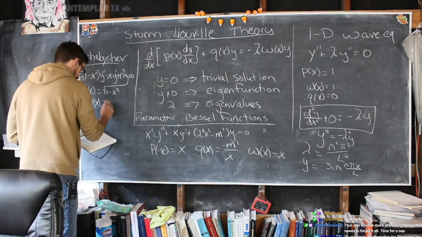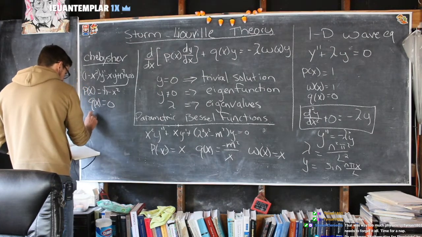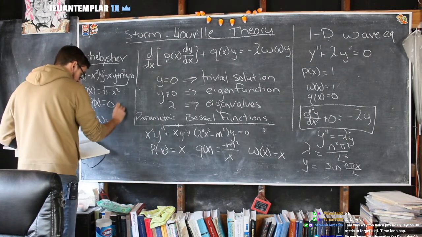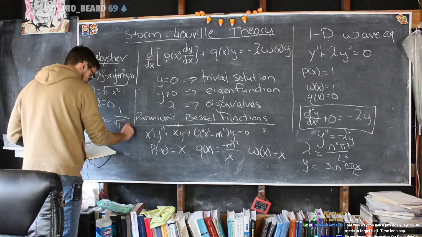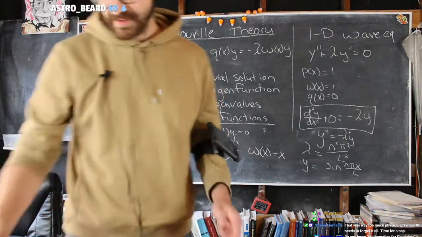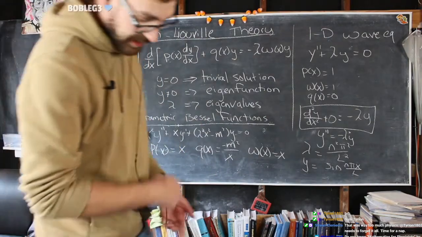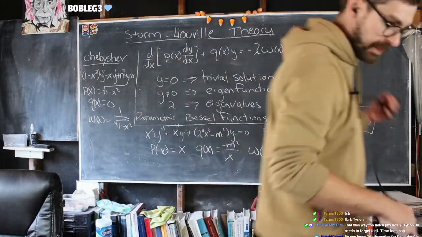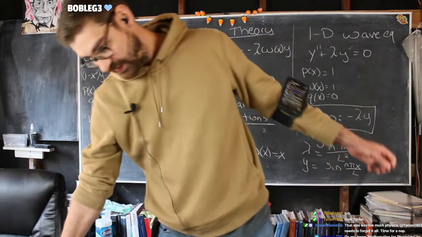Sturm-Liouville slugger. And then W of x is equal to 1 over the square root of 1 minus x squared. Now, these are all just different situations in which Sturm-Liouville has appeared in mathematics or in physics.